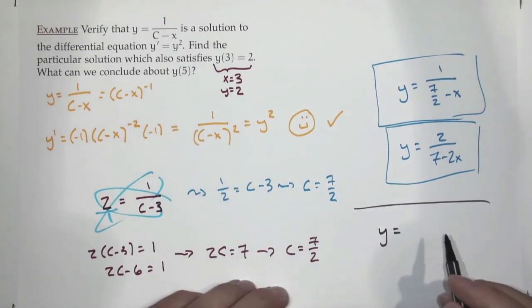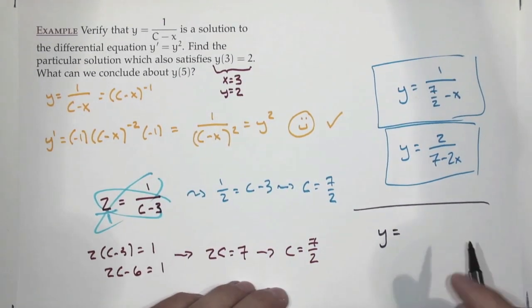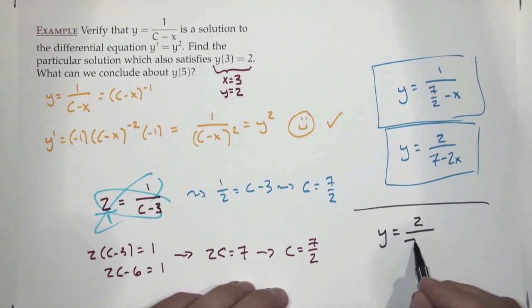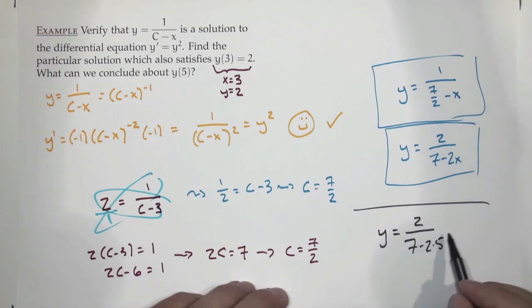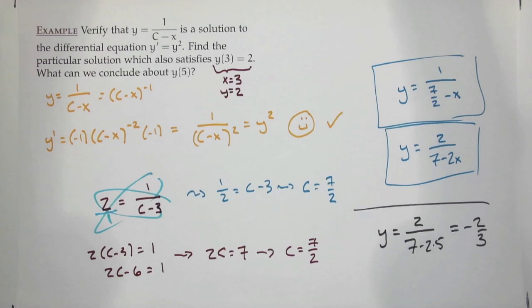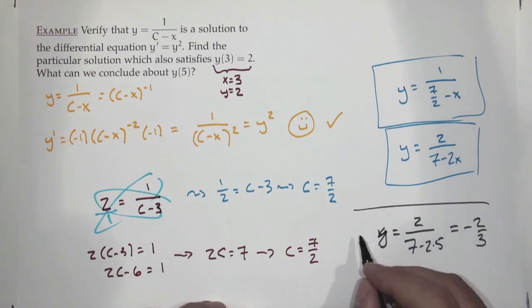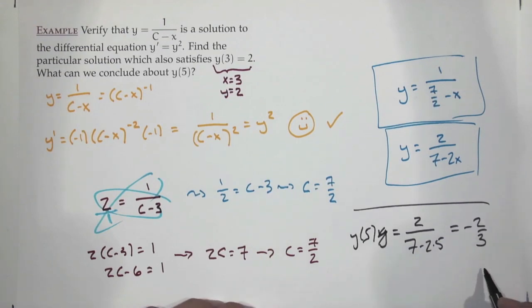Okay, so plug in 5. If we do that, we'll get 2 over 7 minus 2 times 5. 2 times 5 is 10. 7 minus 10, that's minus 3. So minus 2/3 is what it would come out to be. And you're like, okay, well, let me be more careful. y of 5. All right, so is this the answer?